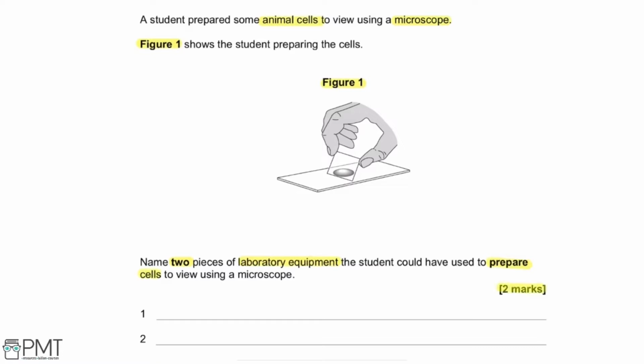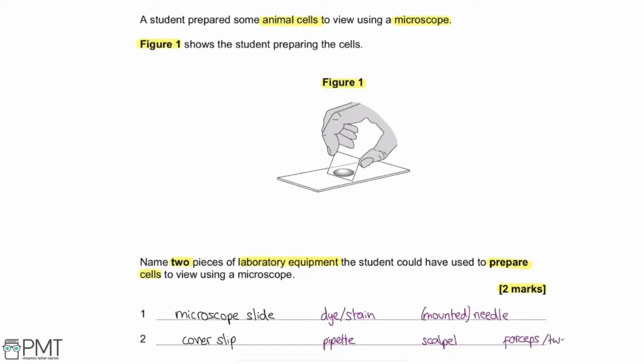And this question is worth 2 marks. So there are quite a few answers you could go for here. You could mention the microscope slide, you could mention the cover slip, you could talk about the dye or stain, and the mark scheme will also allow it if you name a specific dye or stain. You could say needle or mounted needle, pipette, scalpel, or forceps/tweezers.